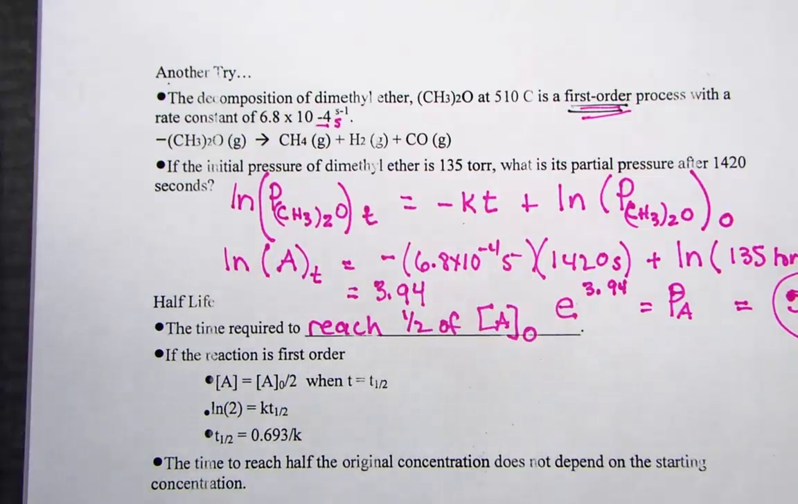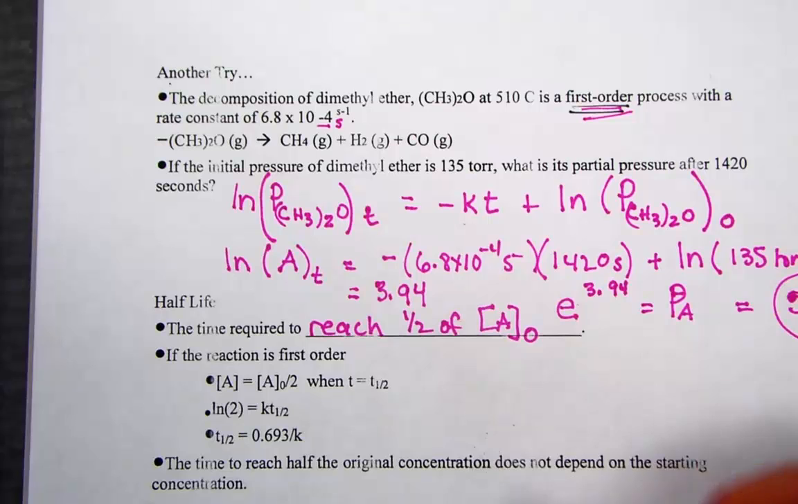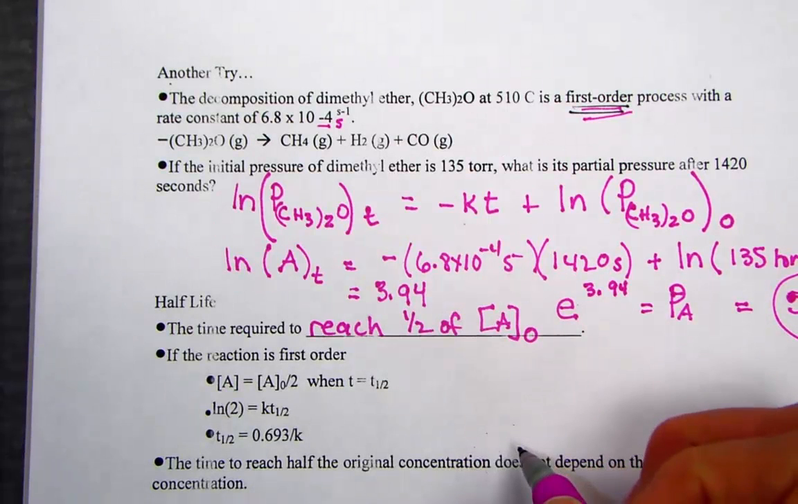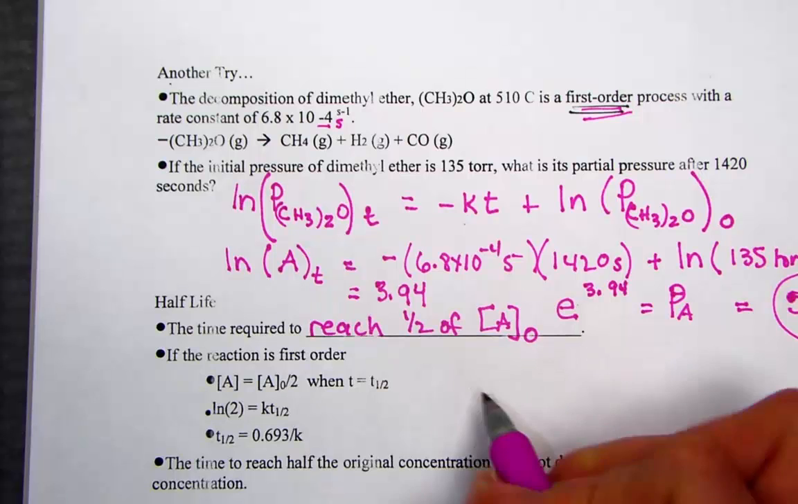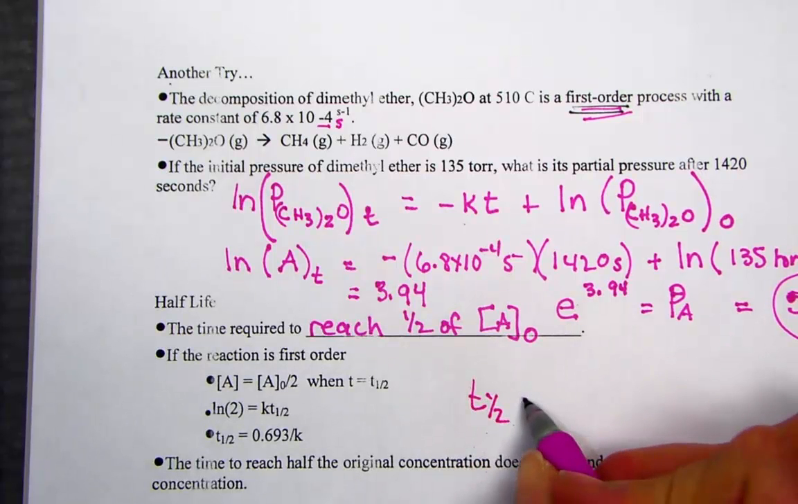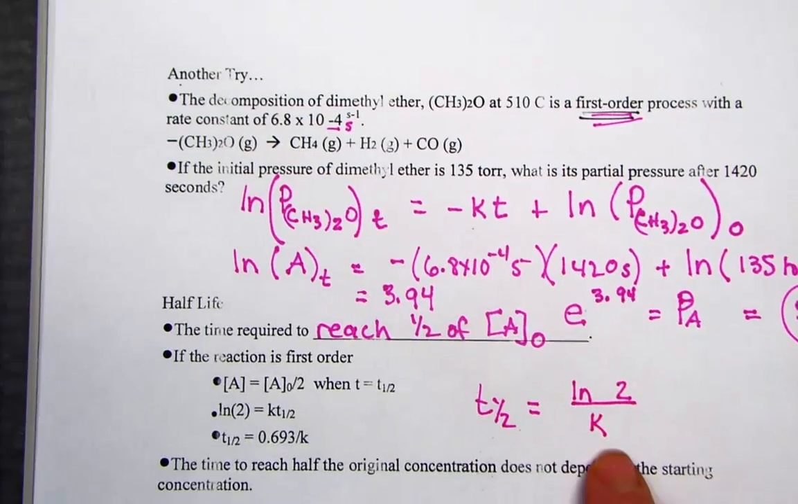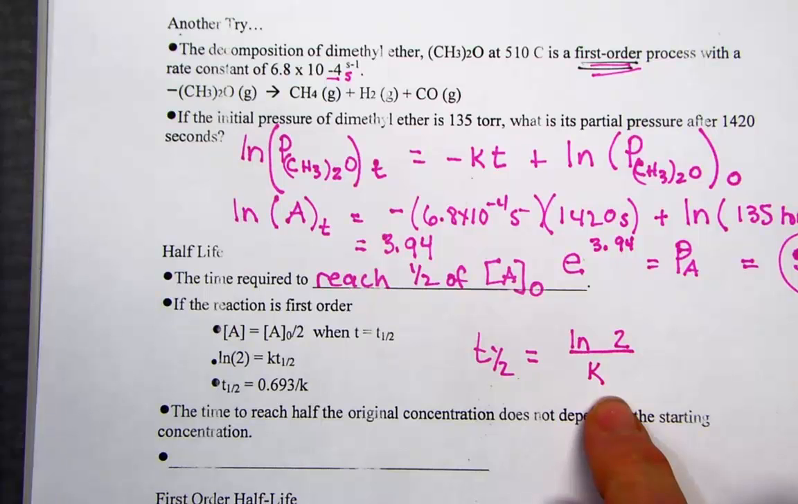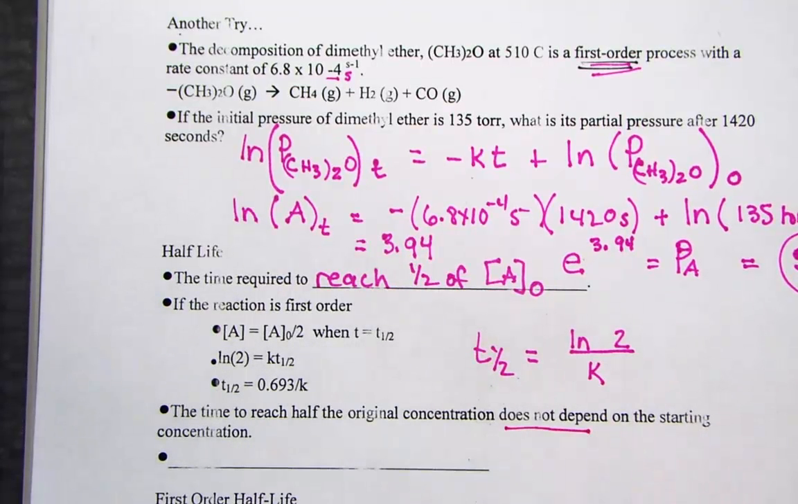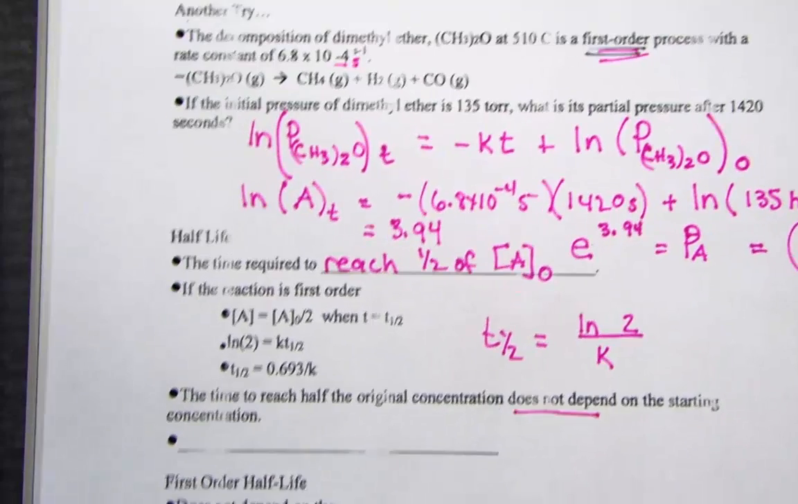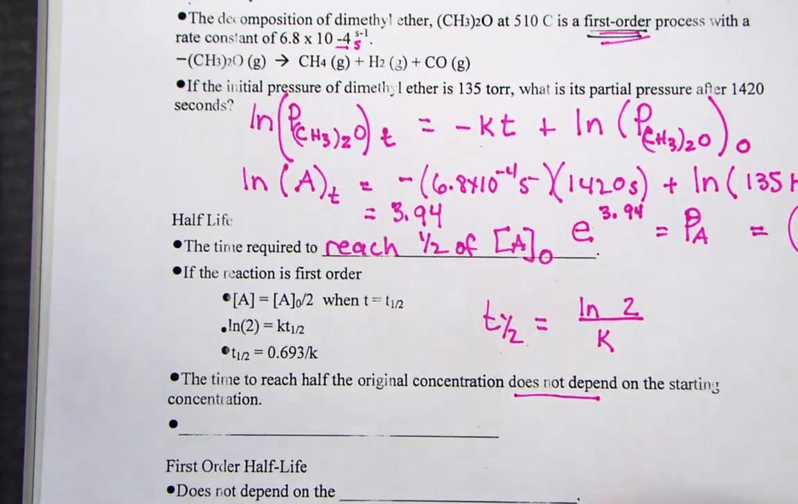Test it on your calculator. If you hit natural log of 2, it reads 0.693147. I sometimes think it's easier to memorize natural log of 2 instead of 0.693, but whatever you find to be easiest. The half-life in a first order reaction is the natural log of 2 set over k, where k is the rate constant given to us typically in the formula. So the time to reach half the original concentration does not depend on the starting concentration. It will in second order reactions, but it does not for first order.